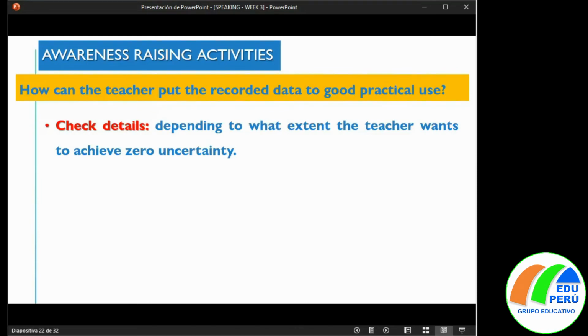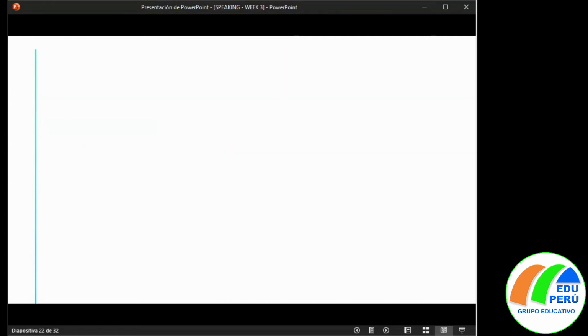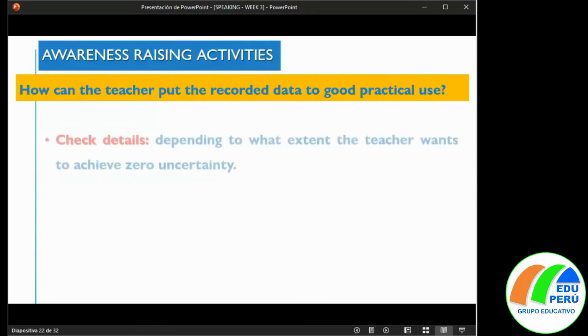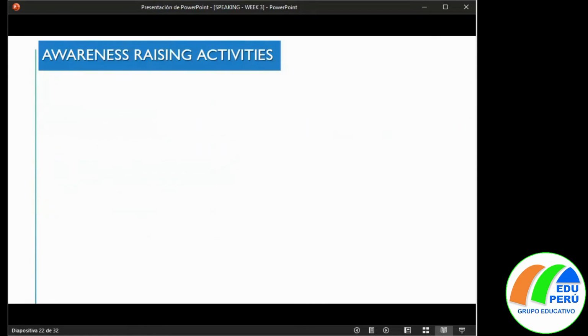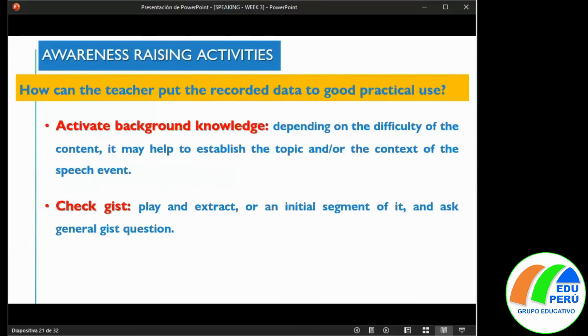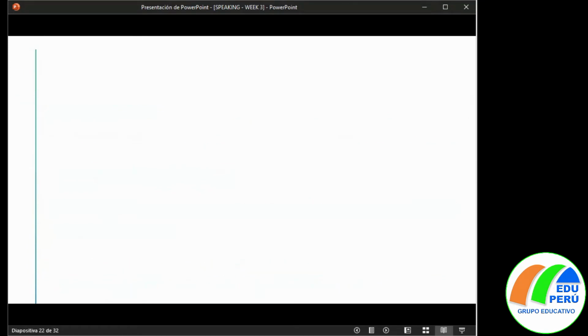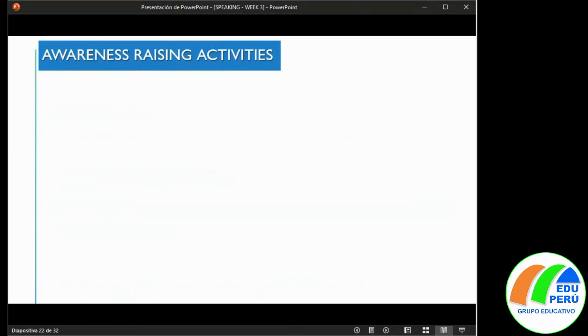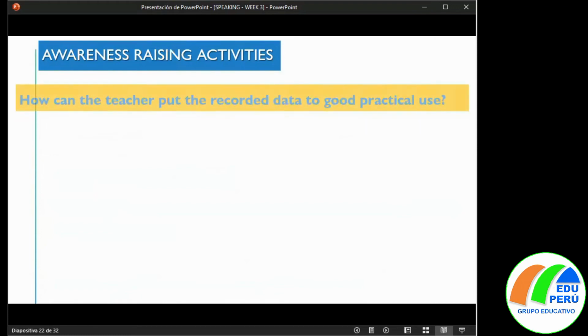So they start activating the background knowledge. They start giving guesses, opinions, no? And you can check details too. They have listened to the story or some part of the story, so you can ask some more specific questions, no? This is the opposite of check gist. Check gist is general, no? The general here, the general. But then check details is some specific details, no? Some specific details.